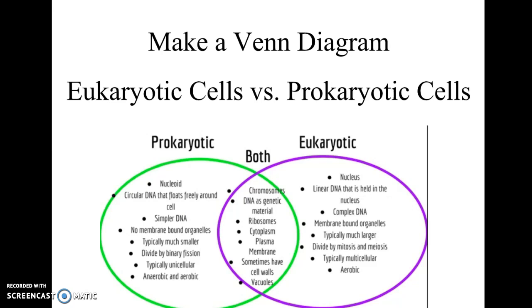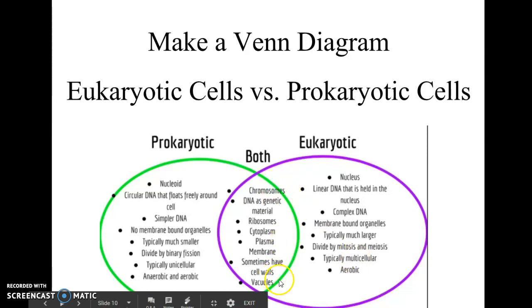They have no membrane-bound organelles. They're much smaller. They divide through a simple process called binary fission that we'll talk about next part of the unit. They're mostly unicellular, and they can be both anaerobic and aerobic. Eukaryotic cells are much more complex. They have membrane-bound organelles. They're typically a lot larger. They're usually a part of a multicellular organism, and most of them are aerobic.